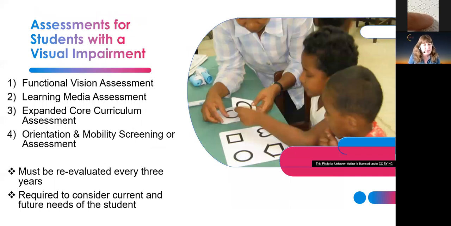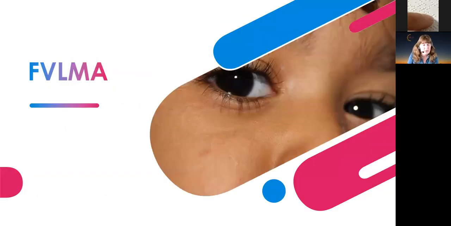So for us, as teachers of the visually impaired, those assessments are included within our FVLMAs, our Functional Vision Learning Media Assessments. And the components of those include the Functional Vision Assessment, the Learning Media Assessment, Expanded Core Curriculum Assessment, and the orientation and mobility screening or assessment. We are required to do them every 3 years. We are not allowed to defer them and say we have enough data and continue. We are required to do a complete and full reevaluation at least every 3 years, if not sooner. And we are also required to consider current and future needs of all of our students. So, we are going to dive deep into the FVLMA today.